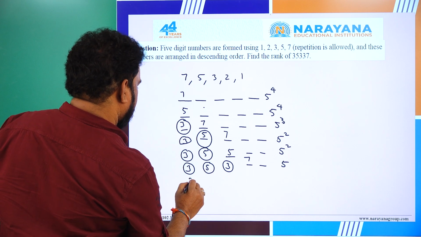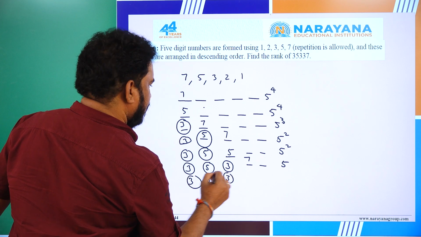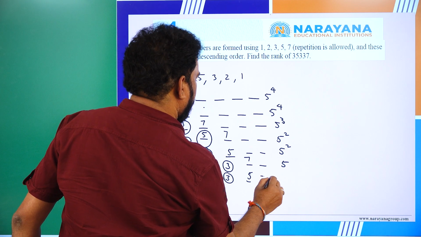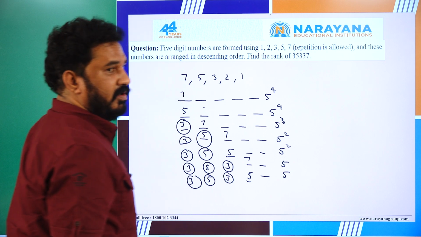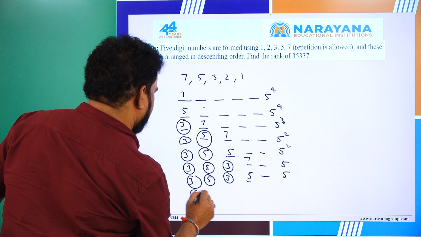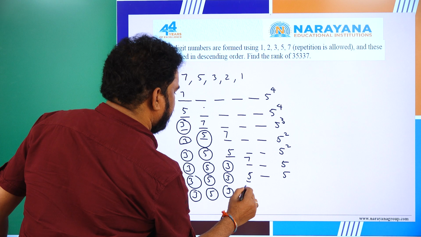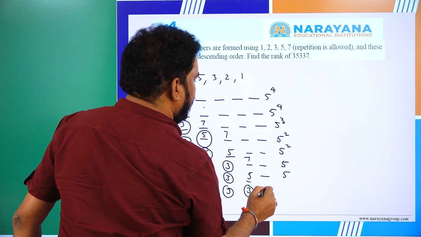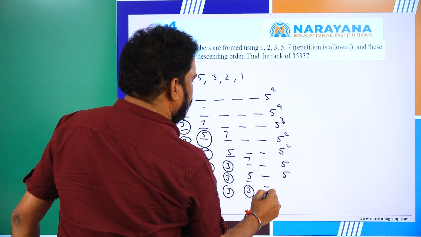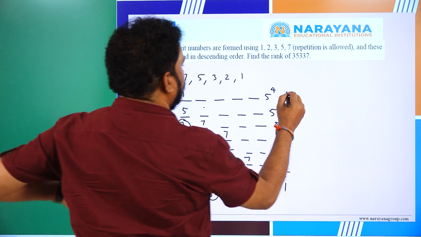Next, 3, 5, 3 fixed. Again we start with 5. Again one blank is there. This can be filled in 5 ways because repetition is allowed. Next, 3 fixed, 5 fixed, 3 fixed. After 5 we need to take 3 again. Already 3 is there, we need to fix it. Next, the remaining, obviously we will take 7, that is 1 way.